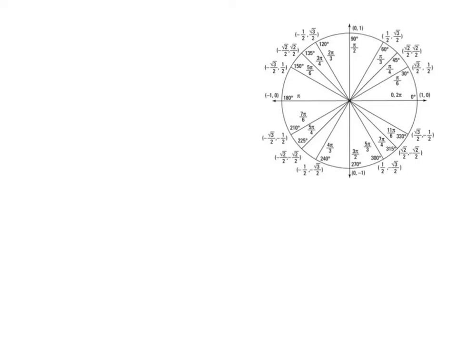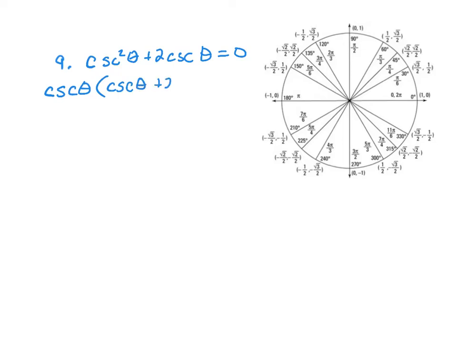for number 9. All right, number 9, the problem is cosecant squared theta plus 2 cosecant theta equals 0. This one, again, I'm going to factor out a greatest common factor. My GCF is going to be cosecant. So out of the first term, I'm left with a cosecant, and out of the second term, I'm left with a 2. Again, now set each factor equal to 0.